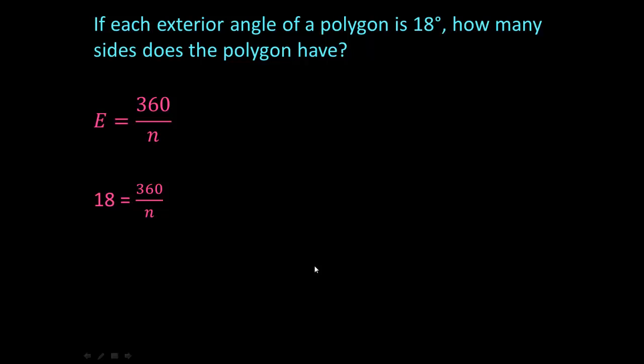Hopefully you remember the algebra steps, because to get rid of the n in the denominator, we multiply both sides by n. These cancel out, and this becomes 18n equals 360. Then to get n by itself, we divide by 18 on both sides to get n equals 20, which is the number of sides. So remember, you have to take the n and move it over to whatever the exterior angle is.